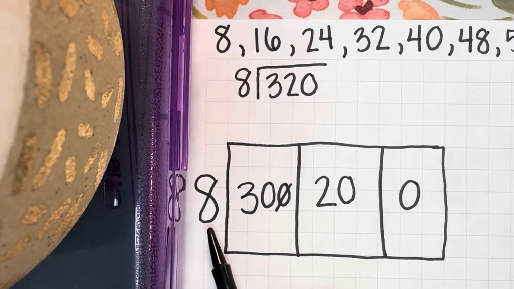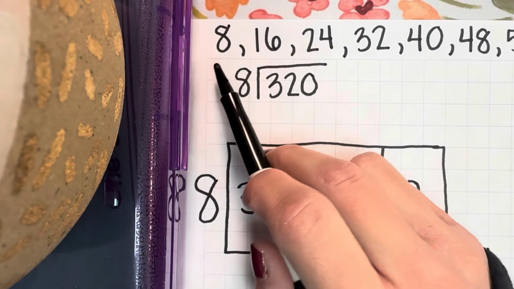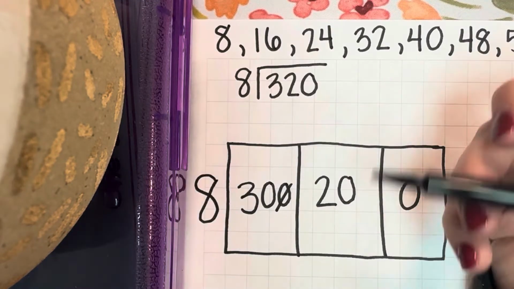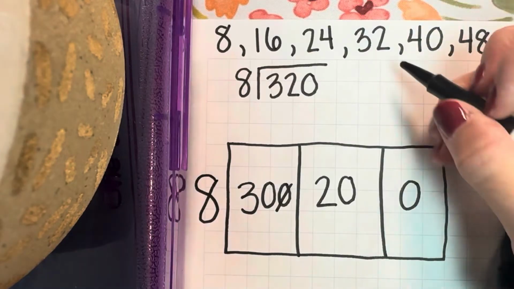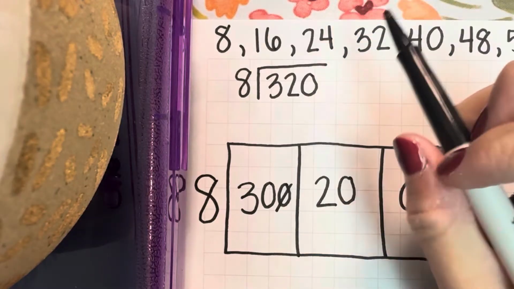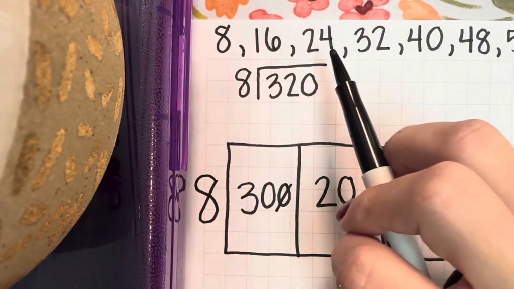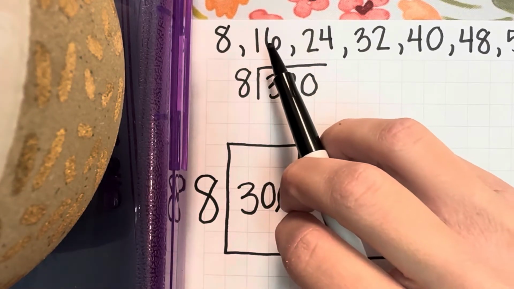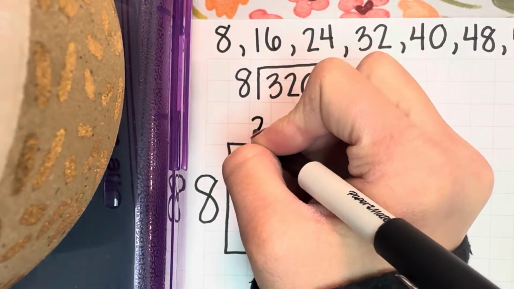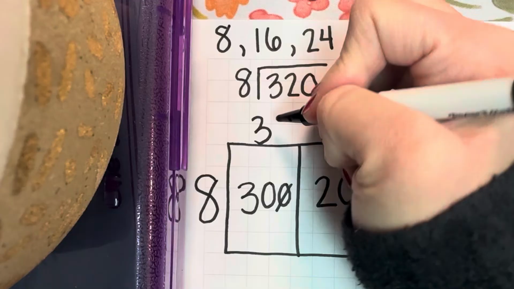How many groups of 8 can fit inside of 30? I want to find the number up here that is as close to 30 as possible. Okay, but I can't go over. So although 32 is really close to 30, I can't use it. So I'm going to have to use the 24. And how many groups is that? 1, 2, 3. So I have 3 groups. And I crossed out a 0 that's going to go up here.